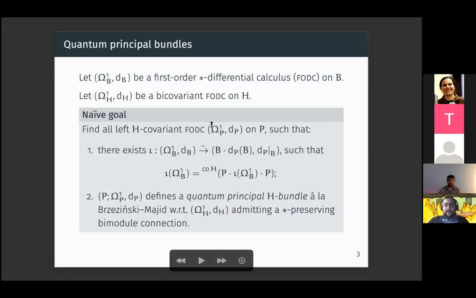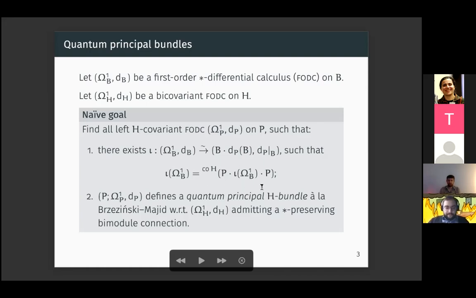You want to find all left covariant first order calculi on the total space, such that on the one hand, it really does restrict to the calculus on the base. So you have basically an isomorphism of the calculus on the base with this subcalculus generated by B, such that when you take the image of one forms in the base and form the P sub-bimodule generated by that range, then the co-invariants are precisely those guys. So if you like, the invariant horizontal one forms are basic.